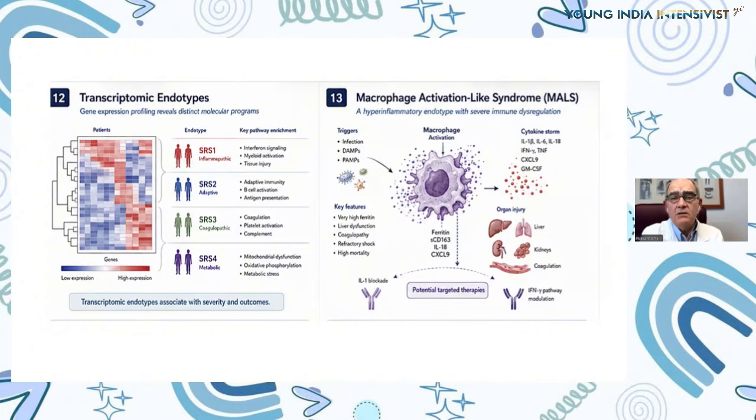What is the trigger? The infection and the liberation of the various products of the germs, the host dumps and pumps. And we have the key feature. This key feature is represented by a high level of ferritin that we can detect in the lab, the liver dysfunction, the refractory shock, and there is a high mortality in this case.